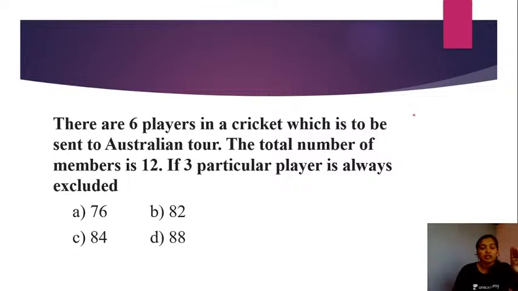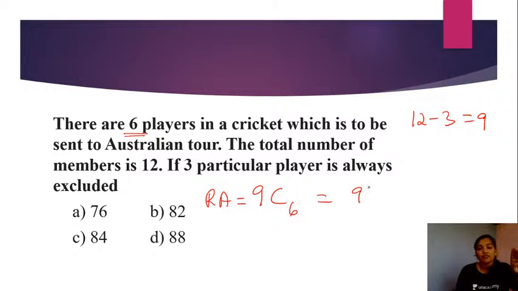So this would be 12 minus 3, which is equal to 9. And how many people do we have to select? We have to select 6 out of 9. So the required answer here in this case would be 9C6, which is going to be 9 factorial by 6 factorial into 3 factorial. Simplifying, this would be 9 into 8 into 7 divided by 3 into 2.